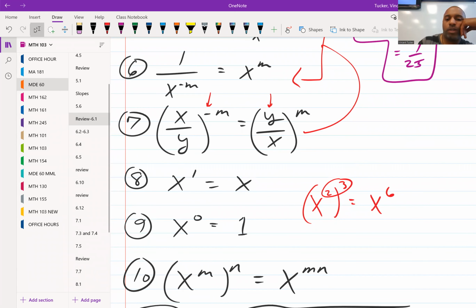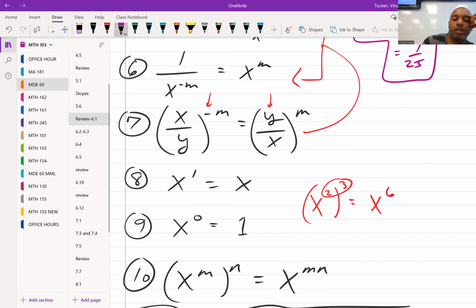And last three, this one should have been done earlier. I think I forgot it. I was trying to figure out what was my 10th one, so I made a mistake and left that one out. But anything to the first power is itself. Anything to the 0 power is 1.